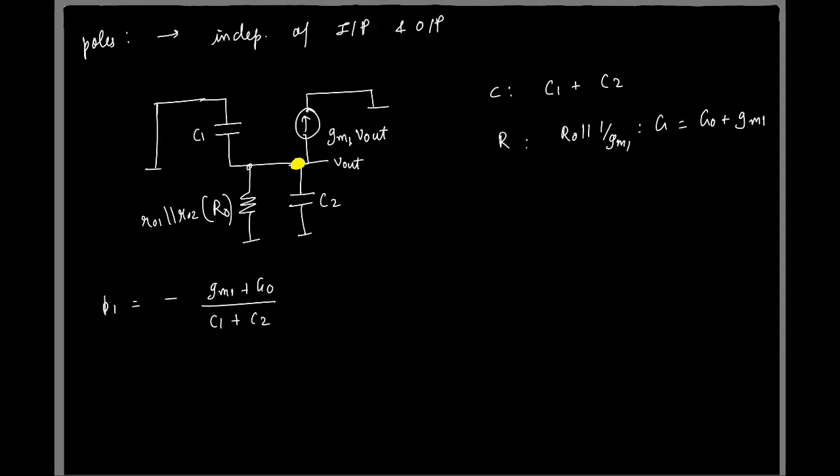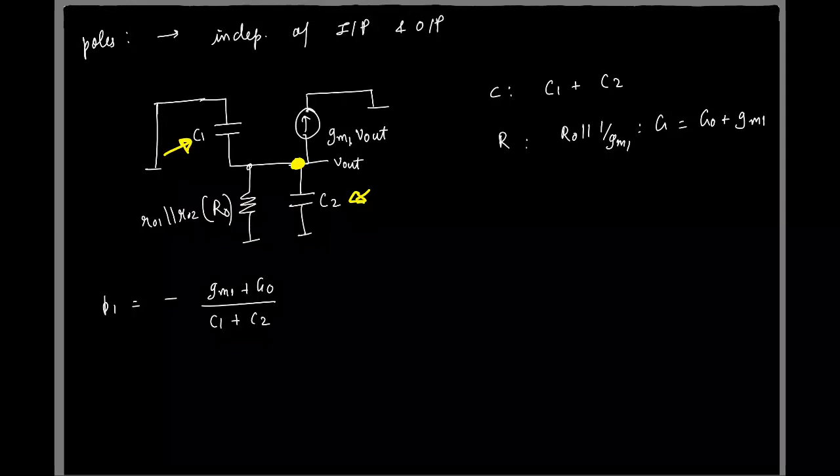Okay, great. So let me ask this then. Now you see that I have two capacitors here, but I have only one pole. Why is that so?